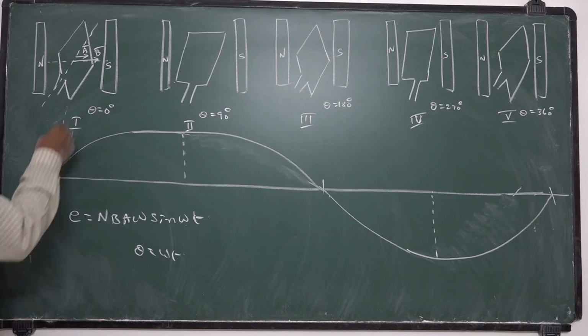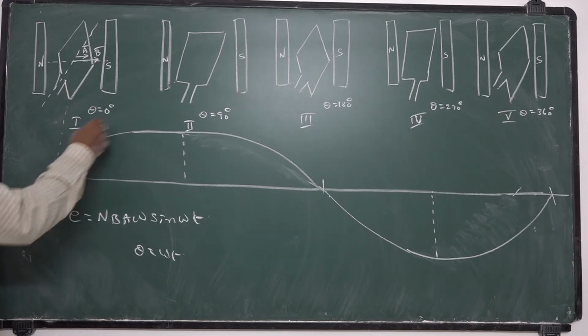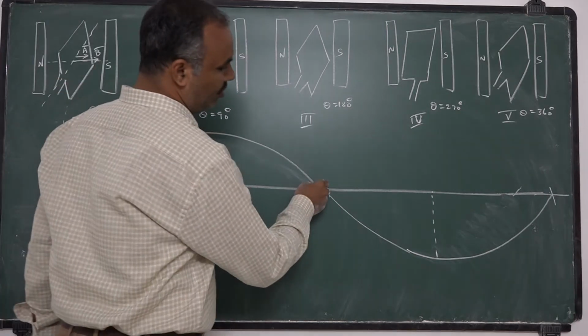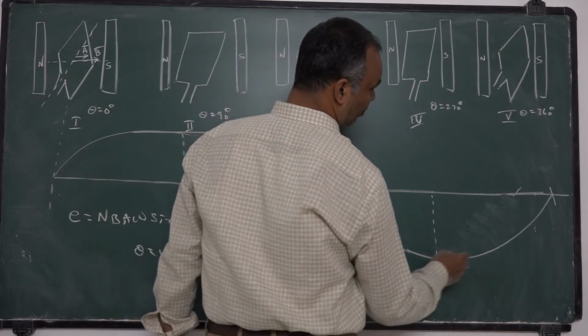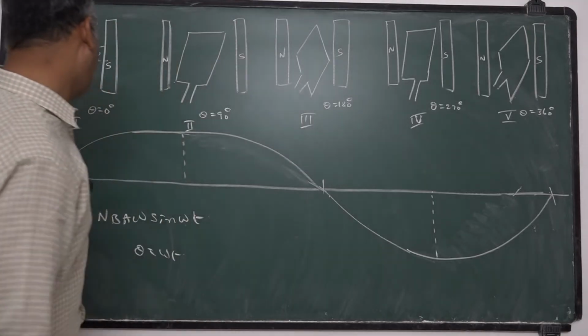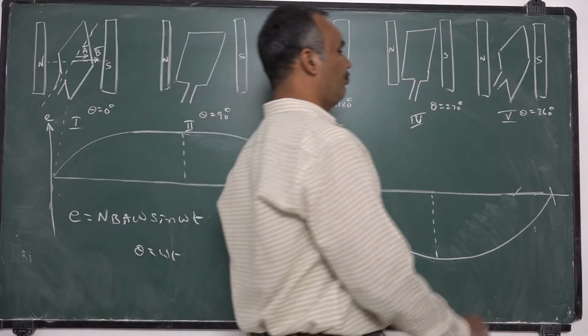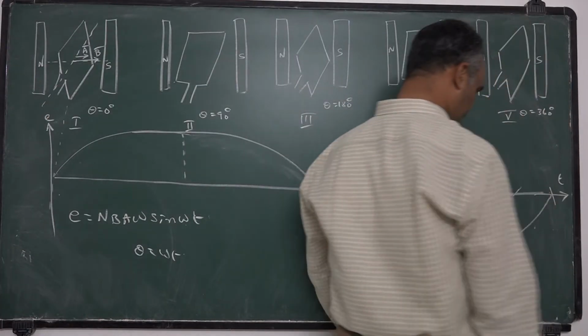Sin 0 is 0. So no EMF. Sin 90 is 1, maximum. Sin 180 is 0. Sin 270 is minus 1. Sin 360 is 0. So the EMF developed versus time, the graph is like this.